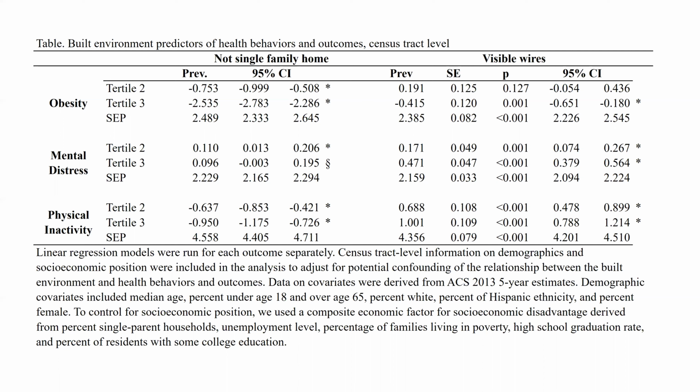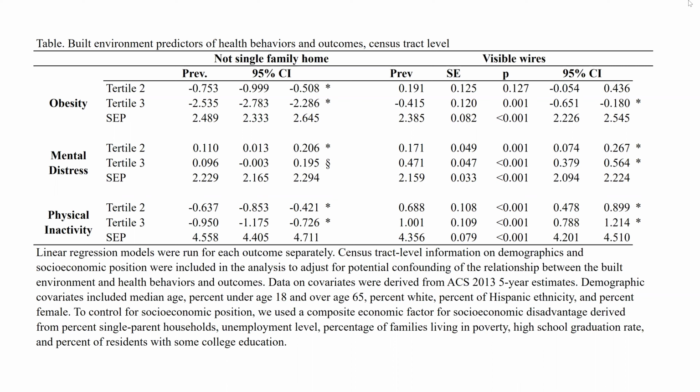That's non-single family homes. That's a good indicator because it's related to lower obesity and lower physical inactivity. There was an unexpected finding where it's slightly related to more distress, but that's a small, weak association, and it's only present for the second tertile. Visible utility wires is also related to physical inactivity and mental distress. And here there's also an unexpected finding where it's related to less obesity.